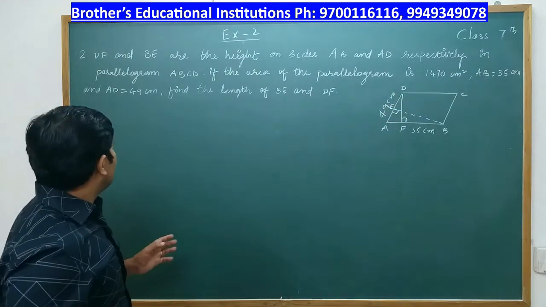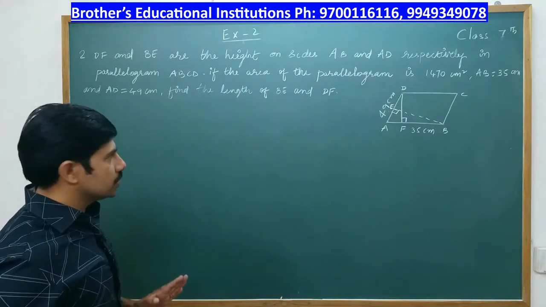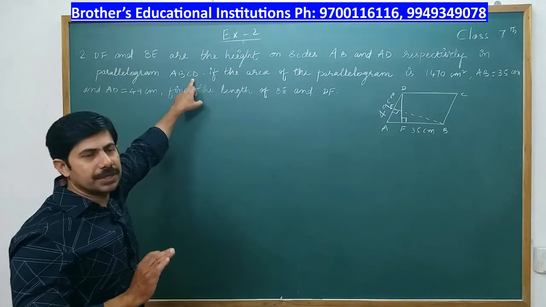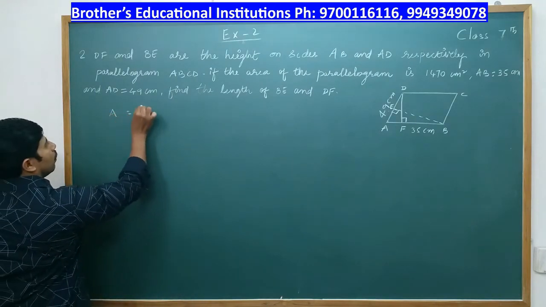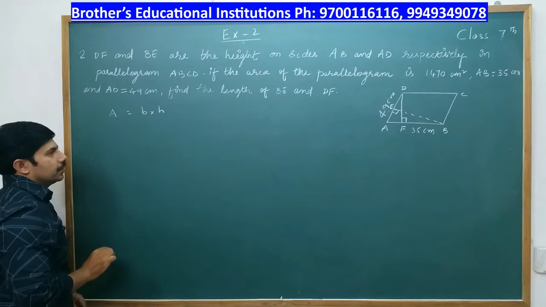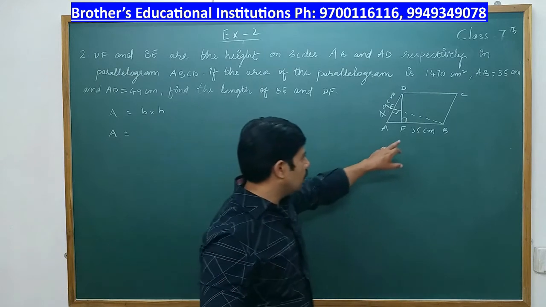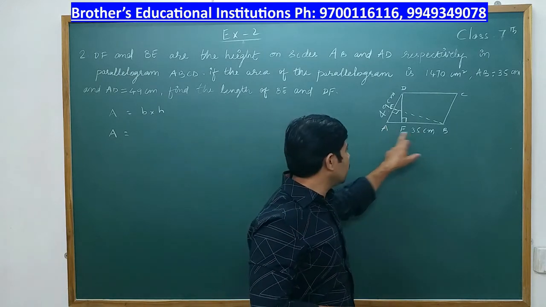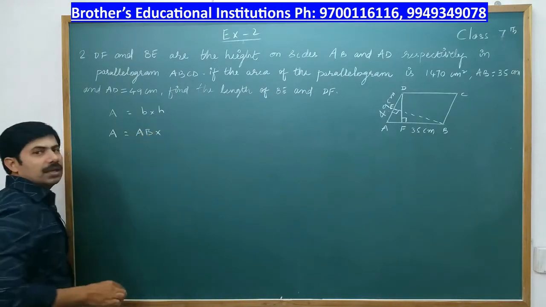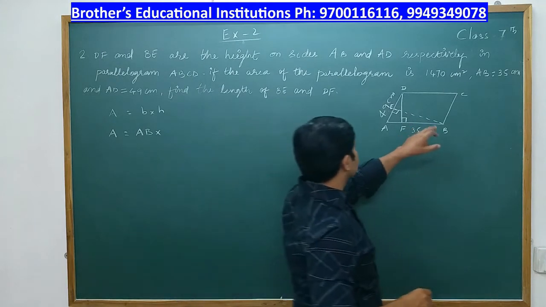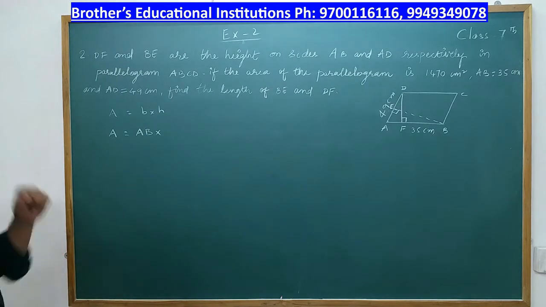So what we have to do is find the area of parallelogram ABCD. So first we'll find out the area. Area of a parallelogram is base into height. So area is equal to, what is the base? I take AB as the base, and altitude is nothing but height. Height is nothing but DF. Whether DF is given or not, we'll check.